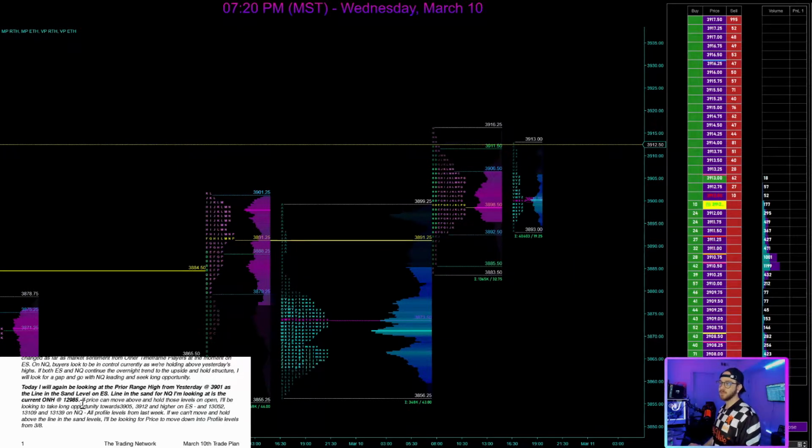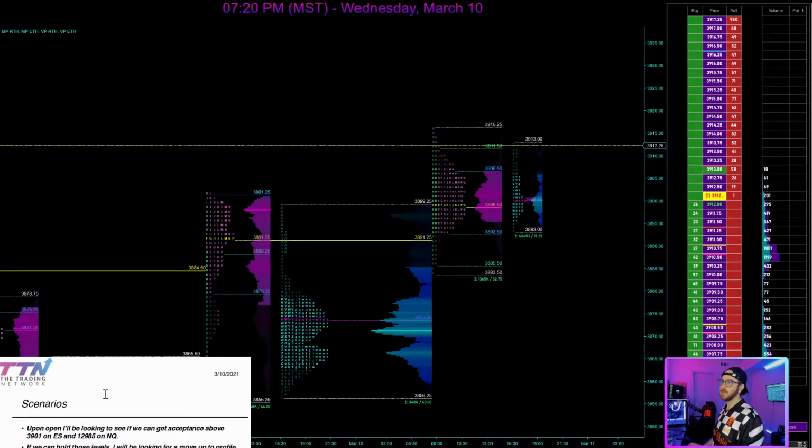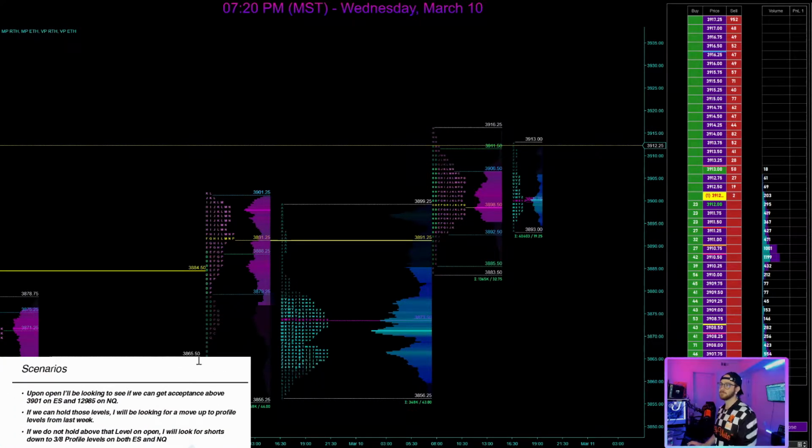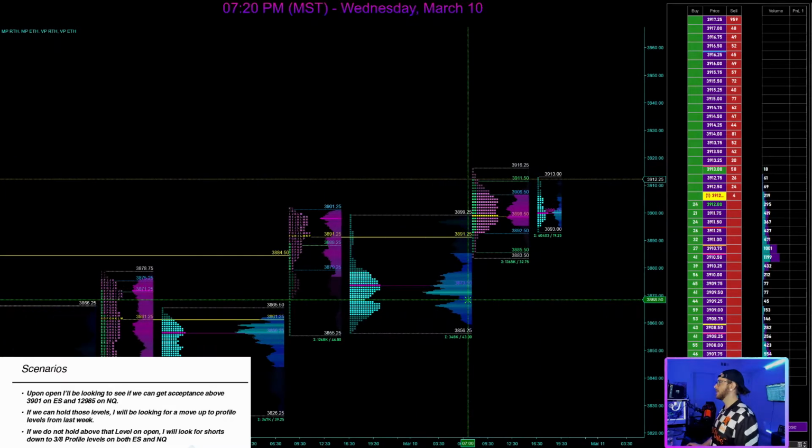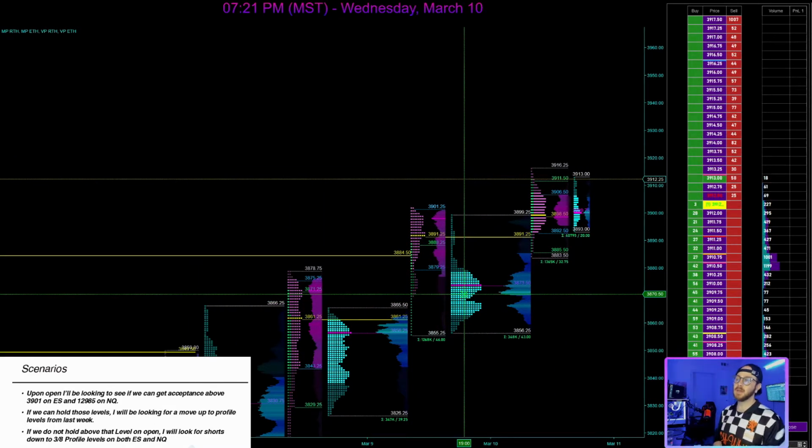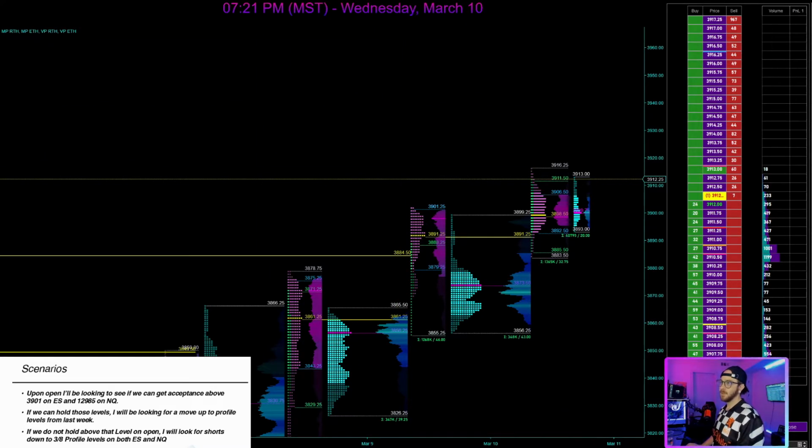So let's scroll down a little bit and we will look at the scenarios that I was thinking of. Upon open, I was looking to see, again, acceptance above the 3901 level and the 12985 level on ES and NQ respectively. If we could hold those levels, I was looking for a move up into those profile levels from last week. And if we could not, I was looking for moves into profile levels from the 8th. Now, let's get into the targets.